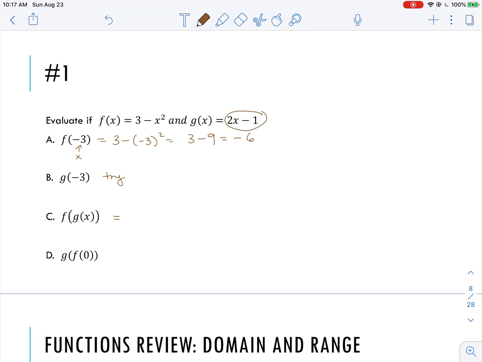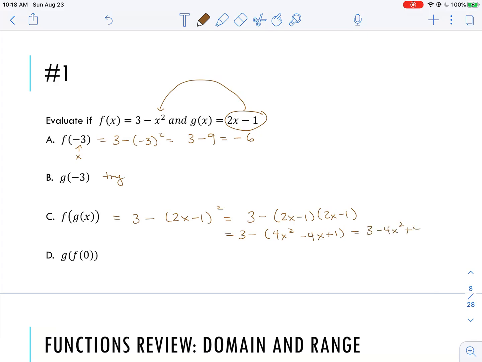So f of g of x, well, we're going to take g of x and substitute it in for the x in f of x. So this would be 3 minus (2x minus 1) squared. And then, yes, we do have to simplify this. When you're squaring a binomial, that means that you are writing it twice and then multiplying it out. So this would be 3 minus (4x squared minus 4x plus 1). And then we would distribute that negative. So 3 minus 4x squared plus 4x minus 1. Combine like terms, and we would get negative 4x squared plus 4x plus 2.